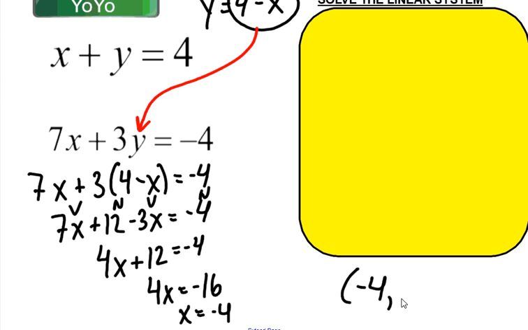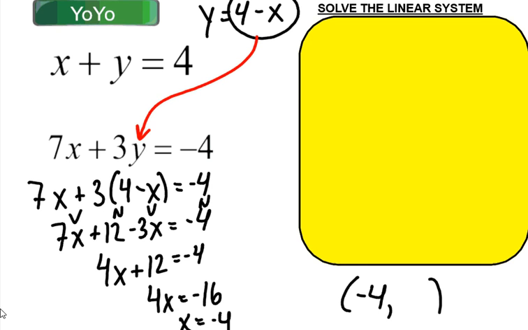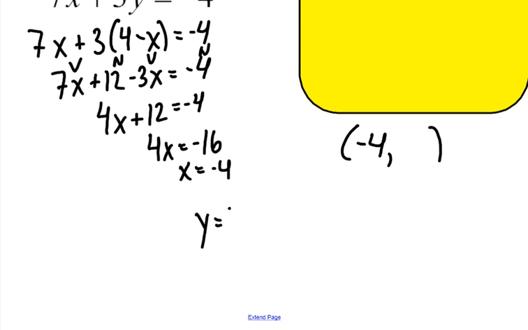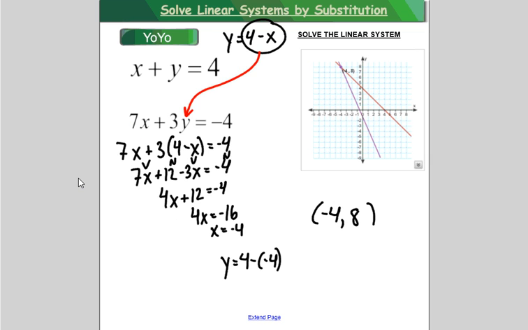If x is negative 4, I can get y by putting negative 4 in for x up there, and I get 4 minus negative 4. And 4 minus negative 4 is going to give me 8. So I should find, as long as all things went right, those two lines cross at negative 4, 8, and they do. So there you go. That's how the last one should have gone.